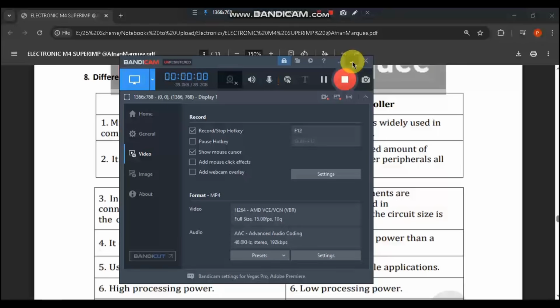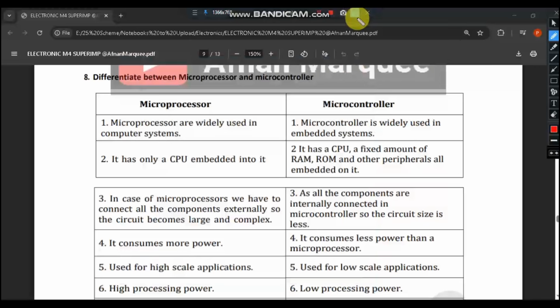The next question is to differentiate between microprocessor and microcontroller. Microprocessors are widely used in computer systems, whereas microcontrollers are used in embedded systems like washing machines, refrigerators, air conditioners. A microprocessor has only a CPU embedded into it. A microcontroller has a CPU, a fixed amount of RAM, ROM, and other peripherals embedded onto it, so this is a larger one. In case of a microprocessor, we have to connect all the components externally so that the circuit becomes large and complex. As all the components are internally connected in a microcontroller, the circuit size is less.